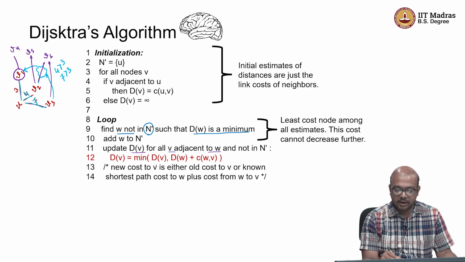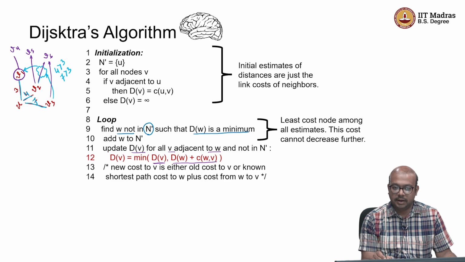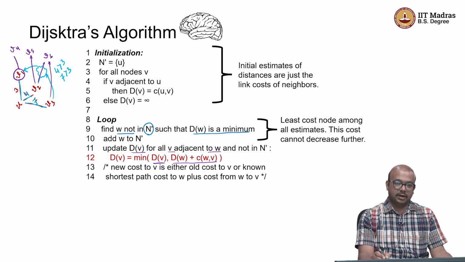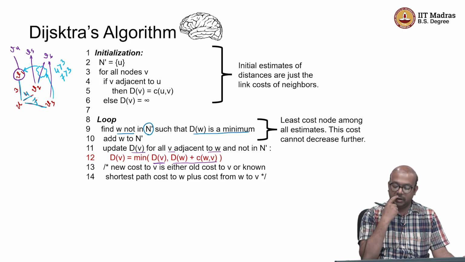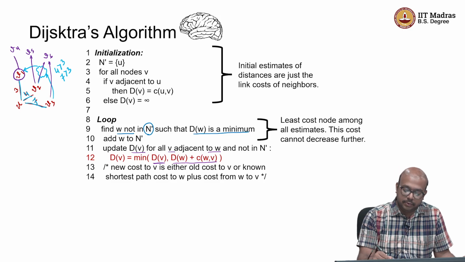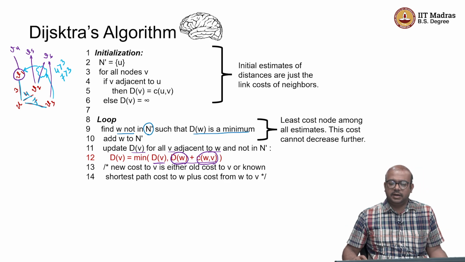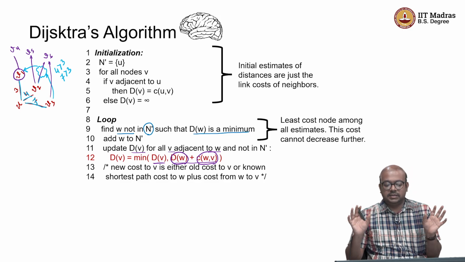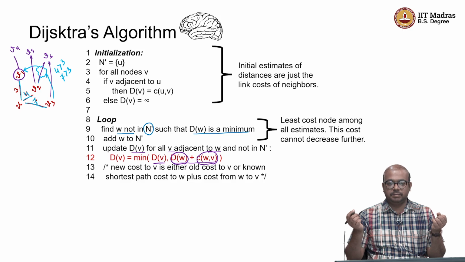So, dV is equal to the minimum of dV, which was your current estimate, comma, dW plus C of W comma V. So, whether the direct path to V, your current estimate of the cost to V, is minimum, or you have a new route to V via W. So, you have to go to W. W is already in the N prime list, so you know dW, and then you add this cost C of V comma W, because there is a link between V and W. So, you can take this alternate path through W. This is a decision that you have to make, and then see which one is minimum.